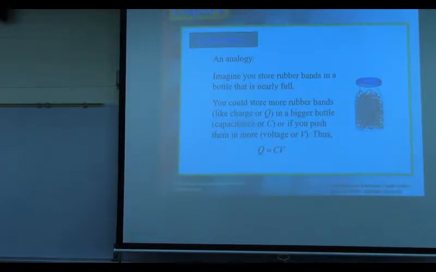So that's why the number of bands will be equal to the volume of the bottle, in some sense, multiplied by the pressure. So this is Q equals CV. But anyway, memorize this. You don't have any other options. What is C? C equals what? Q over V. Repeat this three times, then you memorize. That's Q equals CV. We know a capacitor is an energy storing device.